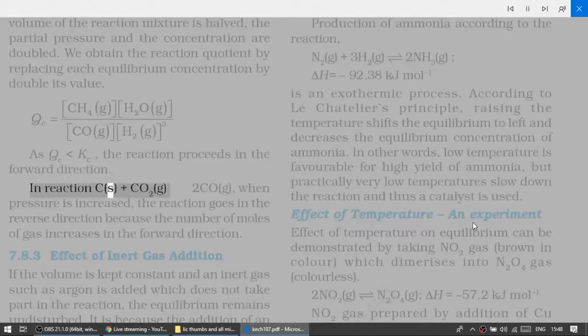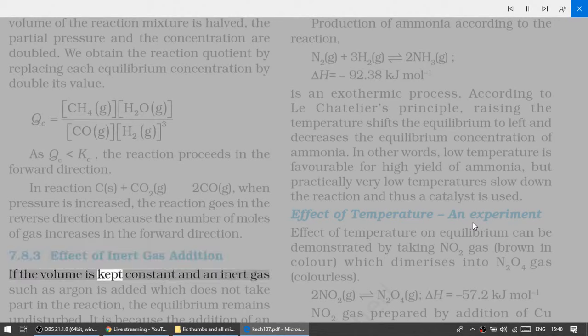In the reaction C(s) + CO2(g) ⇌ 2CO(g), when pressure is increased, the reaction goes in the reverse direction because the number of moles of gas increases in the forward direction. Effect of inert gas addition.